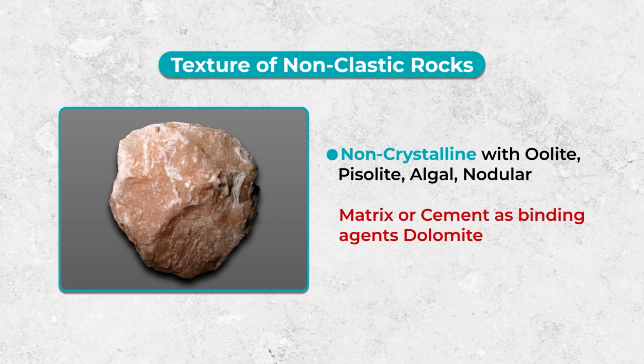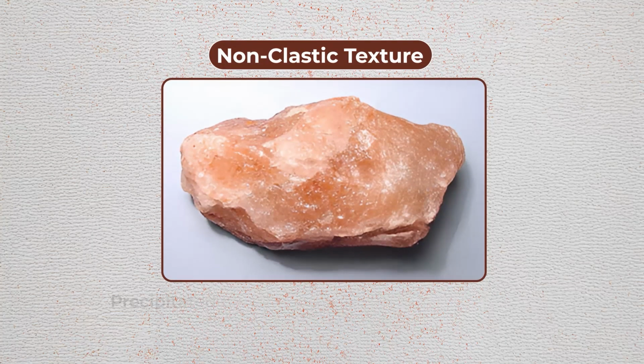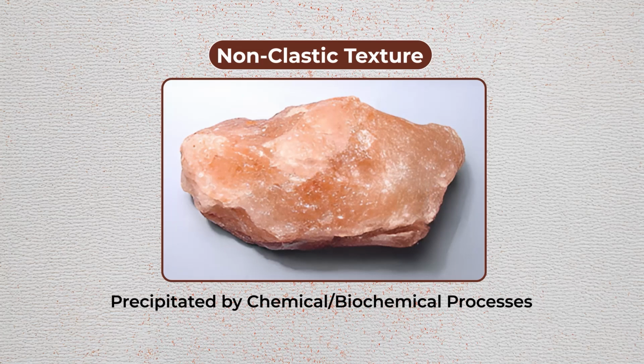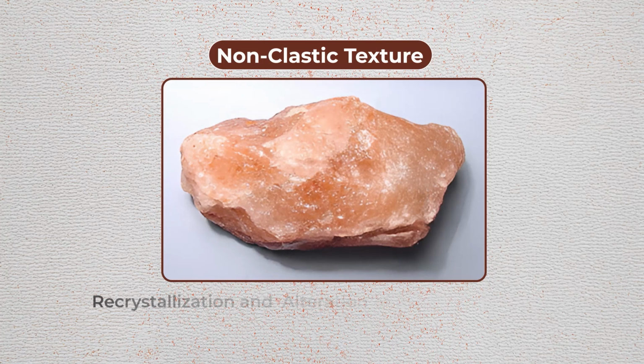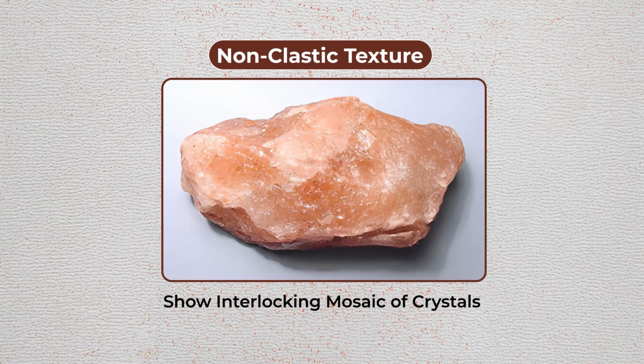So, in both cases, matrix or cement acts as the binding agent. Mostly it is cemented. Matrix is very rare in non-clastic rocks, but cement is the most prominent one. Non-clastic texture is formed by precipitation by chemical or biochemical processes, by recrystallization and alteration of pre-existing rocks. They show interlocking mosaics of crystals, for example, limestone and dolomite.